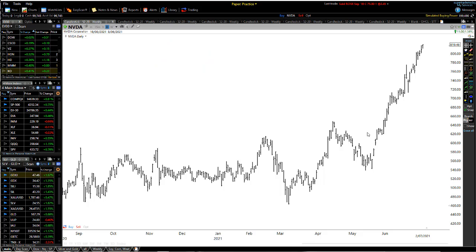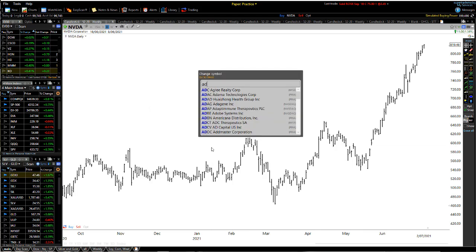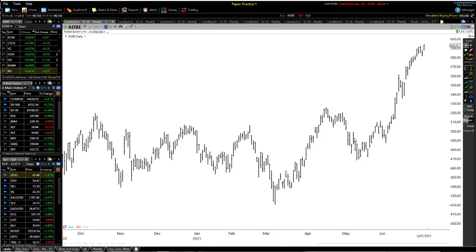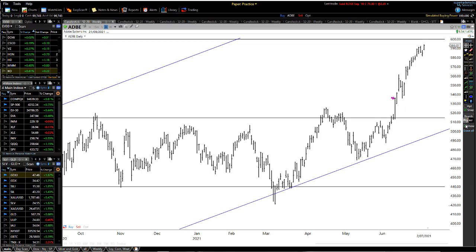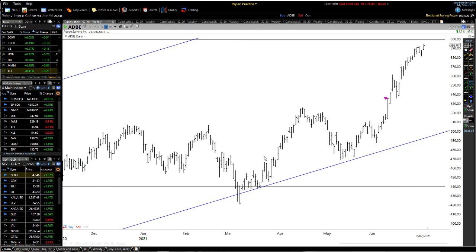So I'll give you an example of a trade. Let's go to Adobe for a minute, because this was one that I obviously traded, and this is one of the reasons why I did trade it. Where the arrow is where I traded it. But look at this back here.